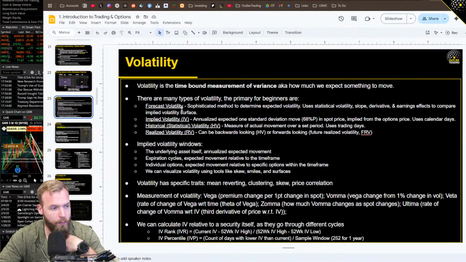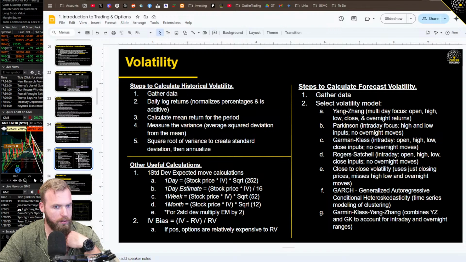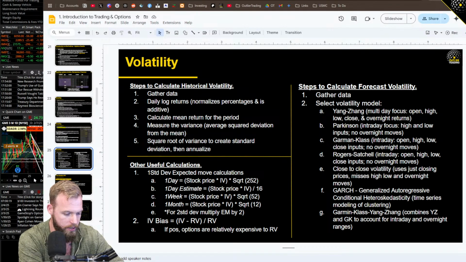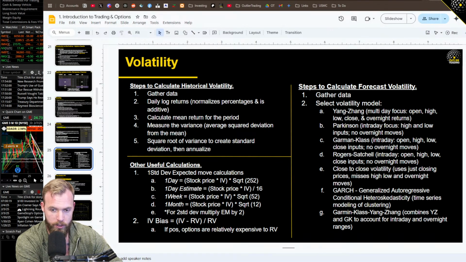Now, the last thing I want to walk you through is a few different ways that we can use and calculate volatility. And there's a few different ways you can go about it. I'm not going to spend a ton of time on this because I imagine most people won't really care that much. But I want you to at least be familiar with the process. So we're going to talk about calculating historic and implied volatility.